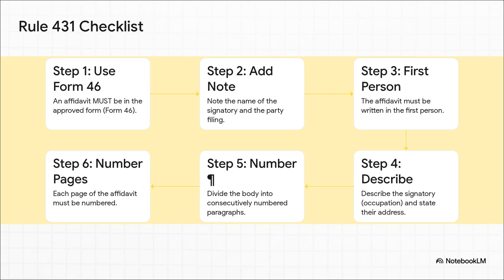First up, Subrule 1, you have to use the approved Form 46. Don't get creative. Subrule 2, you have to include a note with the signatory's name and which party they belong to. Now, Rule 431, Subrule 3, this is so important. Write it in the first person. It's, I saw this, not the deponent states that. This shows the evidence is coming straight from them. Subrule 4 says you need their full description, occupation, address. And finally, to make everyone's life easier in court, Subrule 5 demands numbered paragraphs, and Subrule 6 says you have to number every single page. Simple stuff, but so easy to forget.